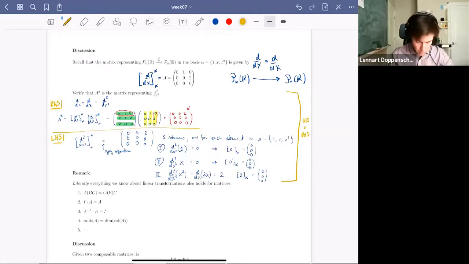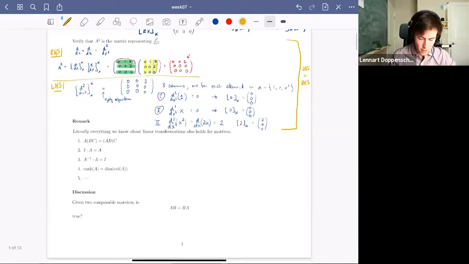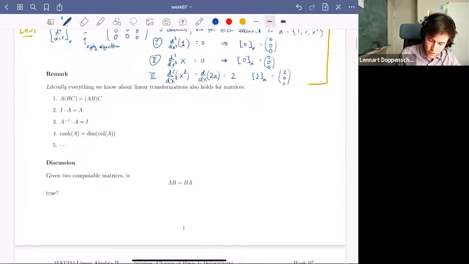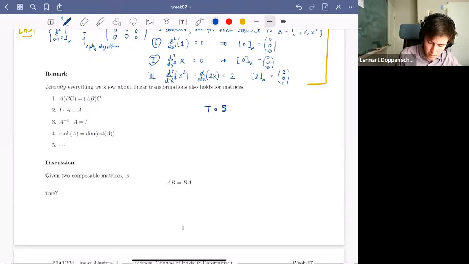Okay, so let me make one remark. I've stressed before how similar matrices and transformations are, that matrices are basically just the blueprint version of a transformation, and that we can do everything with the transformation that we can also do with the matrix, and vice versa. So when you think about composition of transformations, if you have T composed with S, then this refers to multiplication A times B. So that's the composition in the matrix world.